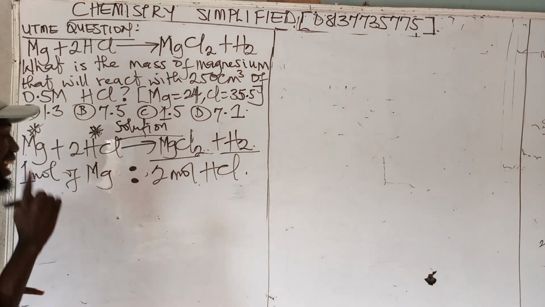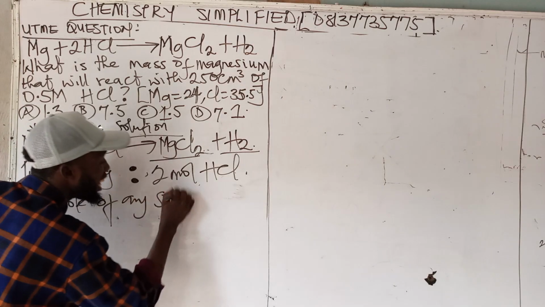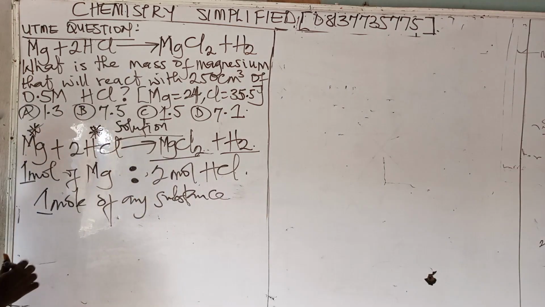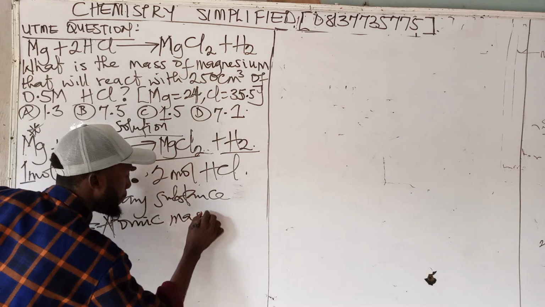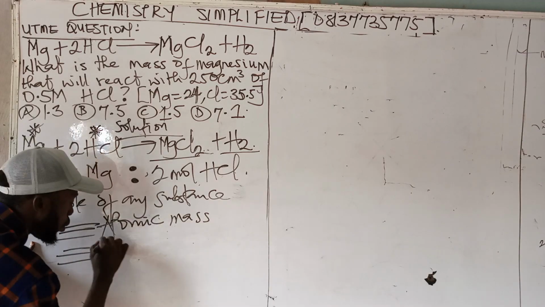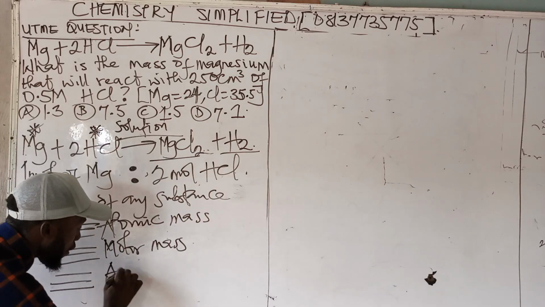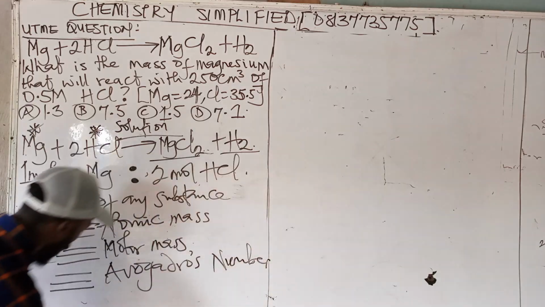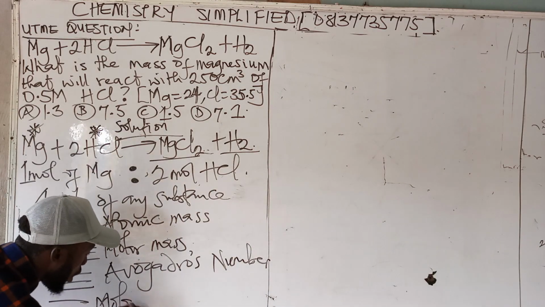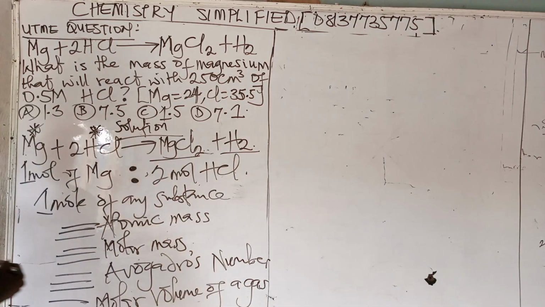And I said something in the previous video, and I'm repeating it now: 1 mole of any substance is equivalent, number 1, to the atomic mass, equivalent to the molar mass of a compound, equivalent to Avogadro's constant or Avogadro's number, and also equivalent to the molar volume of a gas at STP. So 1 mole of any substance is equivalent to these 4 things.